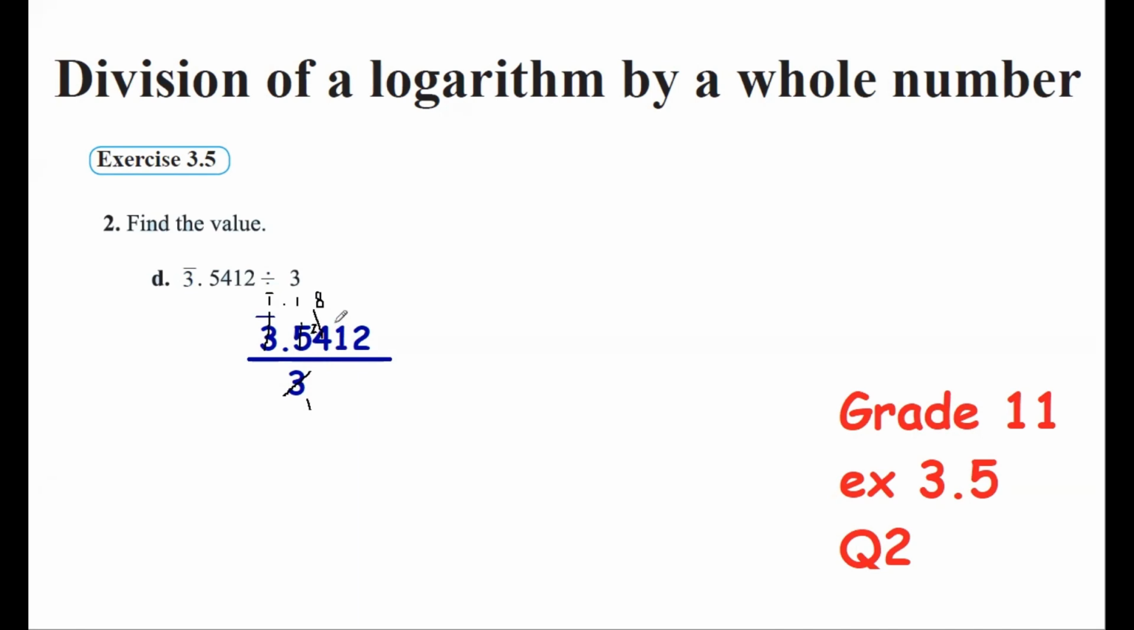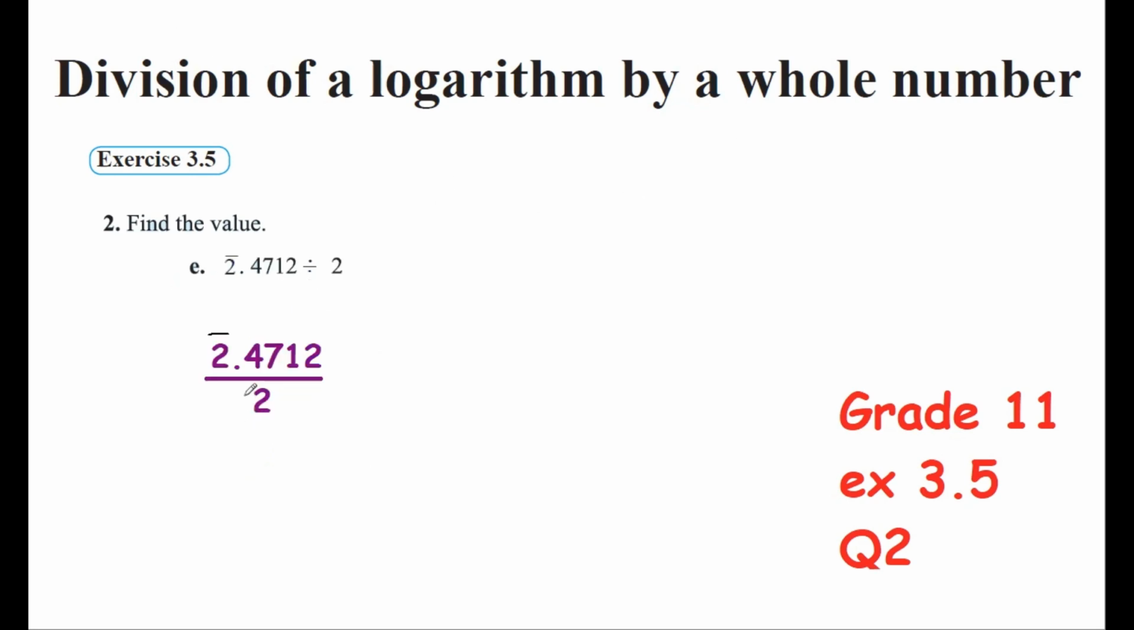So we can have a 1. 1 can't be divided by 3, so we have to put there 0. And then we consider these two numbers together, 12. 12 divided by 3 is 4. So we get the answer as bar 1.1804.